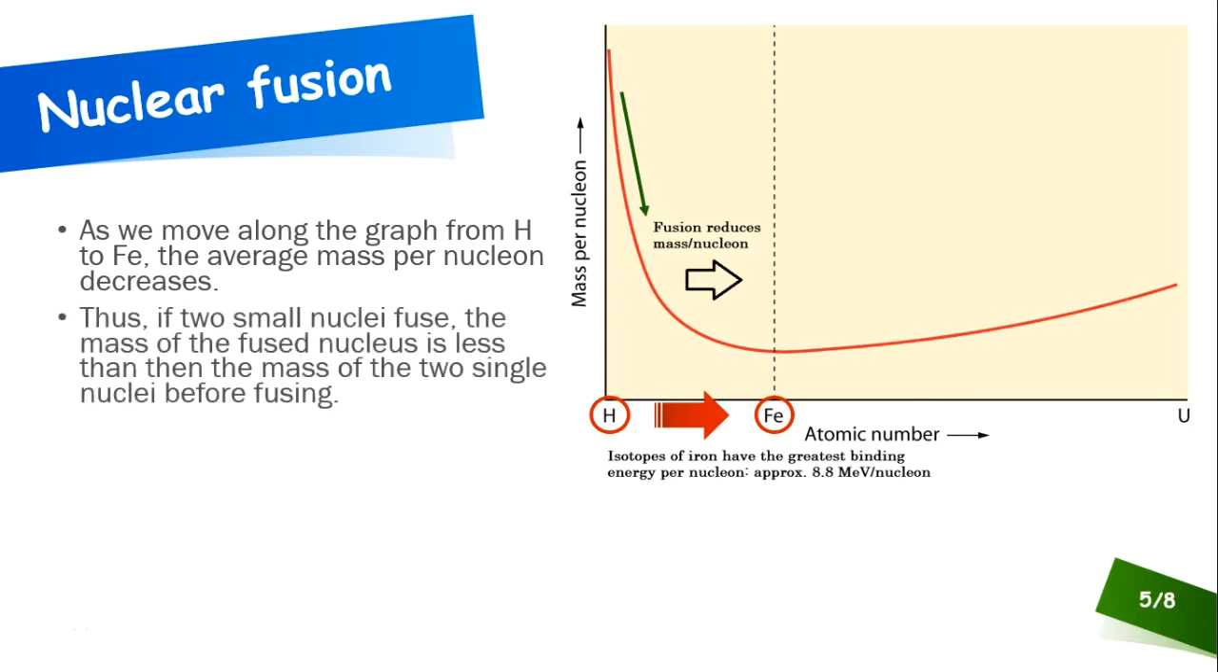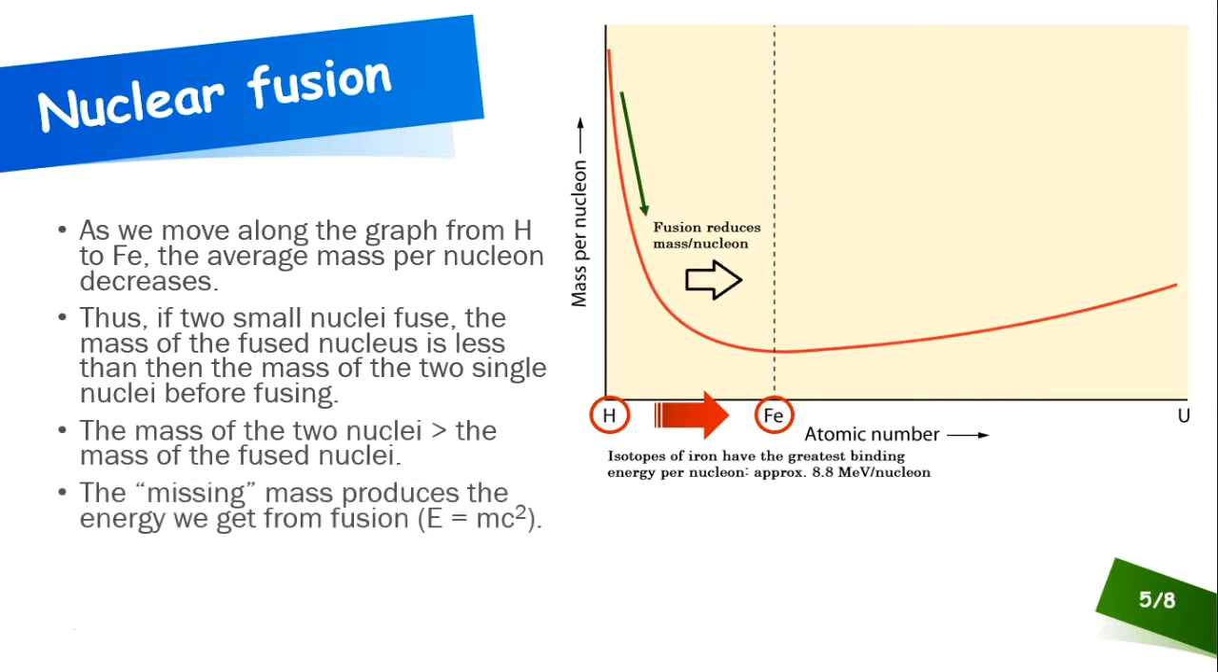If we take 2 small nuclei and fuse them together, the mass of the fused nucleus is actually going to be less than the mass of the two single nuclei before we fused them together. Again, there's that difference in mass. So how do we account for the difference in mass? Well, the missing mass comes in the form of energy from fusing the two smaller elements together.